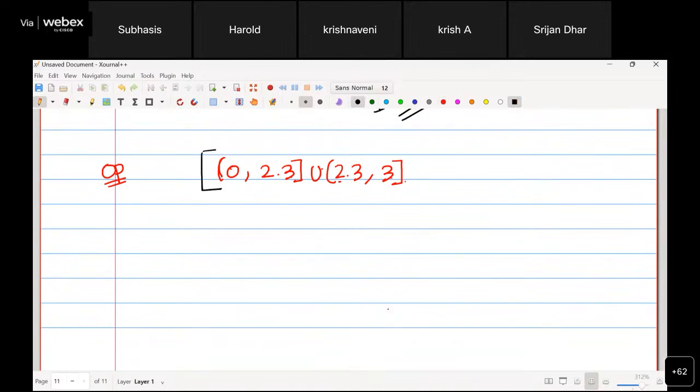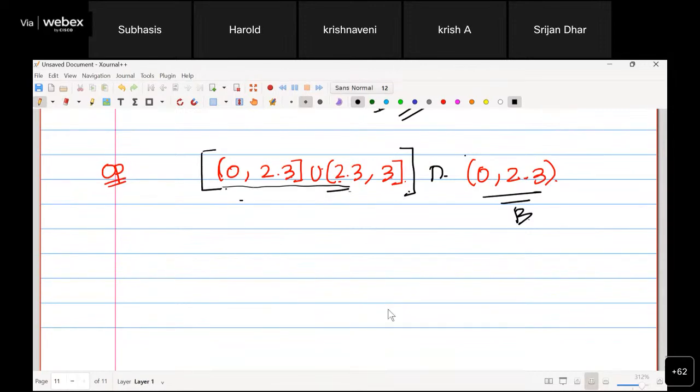This is probably in one bracket, right? Yes, sir. And intersection 0 to 2.3, both are open. So this is set A, and this is set B. You need to find all the points which are common to these two sets, right? So first tell me, what is this set A?